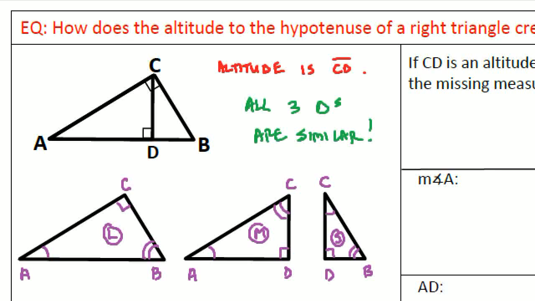Hi students, in the previous video we filled out the left side of the second section of your trigonometry flipbook on the top flap. How does the altitude to the hypotenuse of a right triangle create similar triangles? So now we're going to use this knowledge to say, if we know that an altitude in a right triangle creates three similar triangles, then we can find all kinds of missing angles and missing sides by using all of the things we've learned about trigonometry.